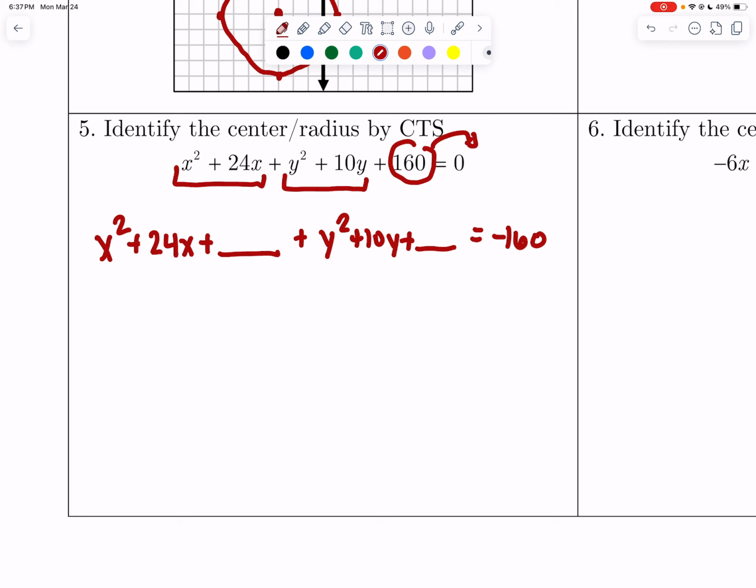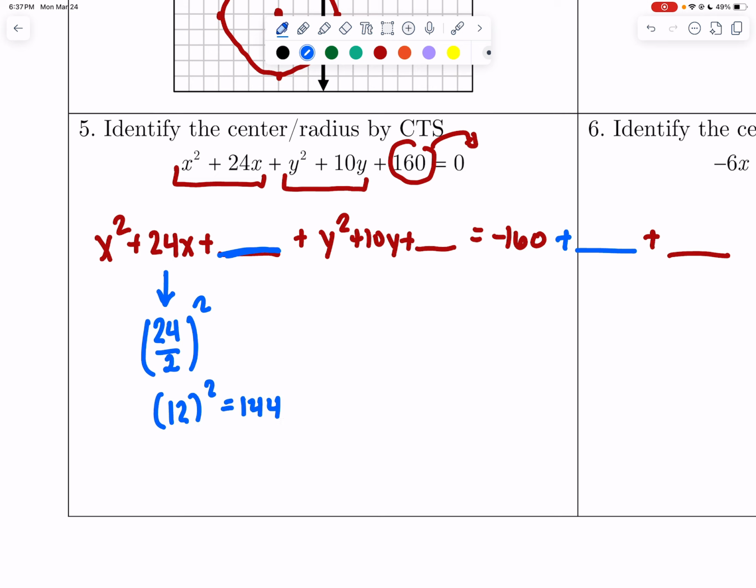Now, of course, whatever we do on the left side, we also have to do on the right side. So I'm going to have this here. And remember, to complete the square, we always divide our b value by 2, and then we always square it. So 24 over 2 gave us 12. Then we square, which gives us 144. Now, like I said, whatever we do on the left, we also have to do on the right. So I'm going to also add 144 here.